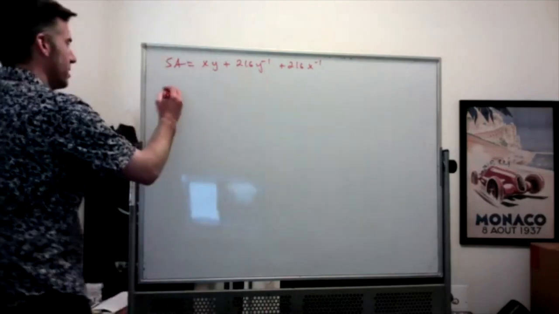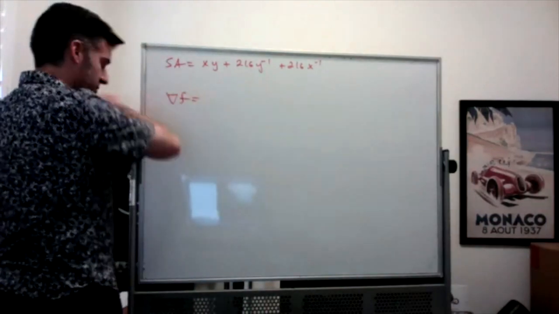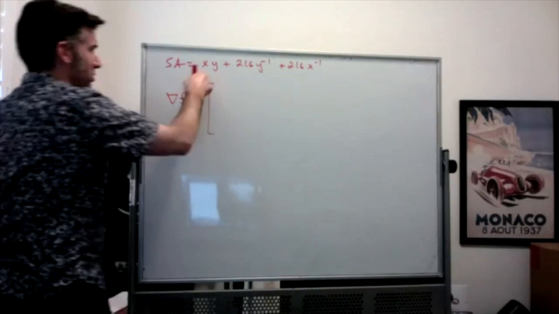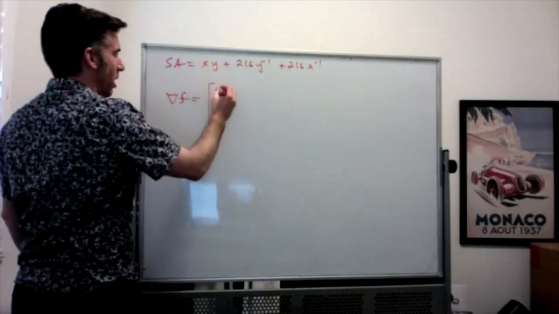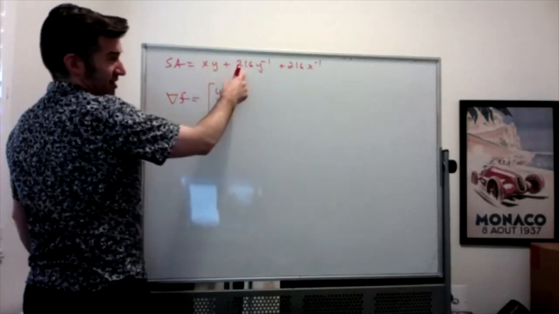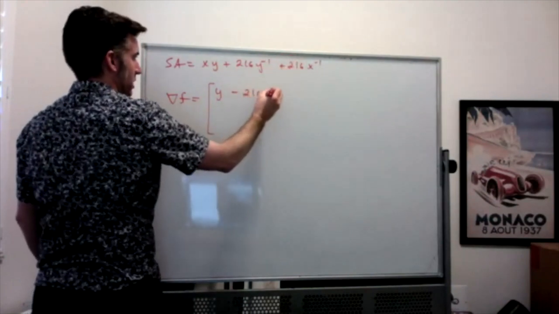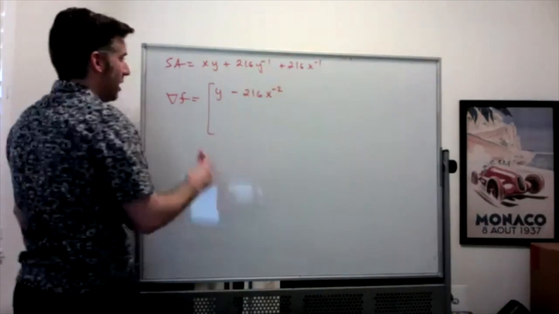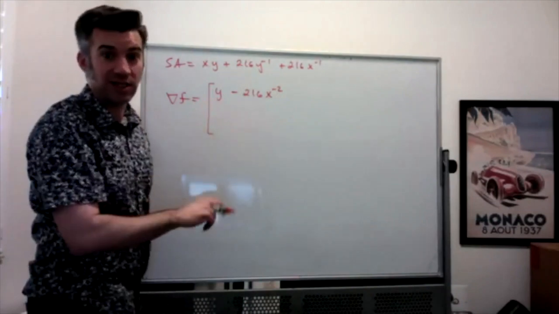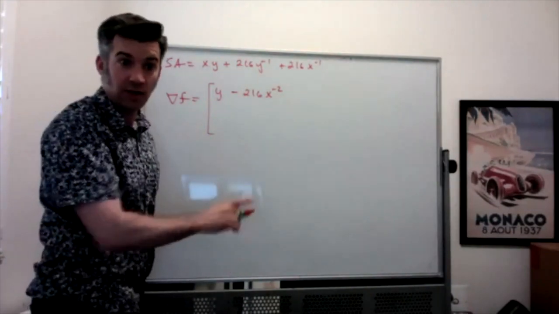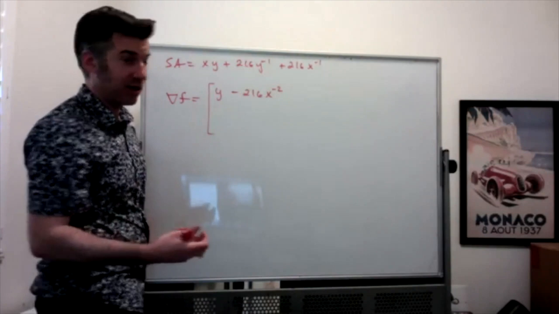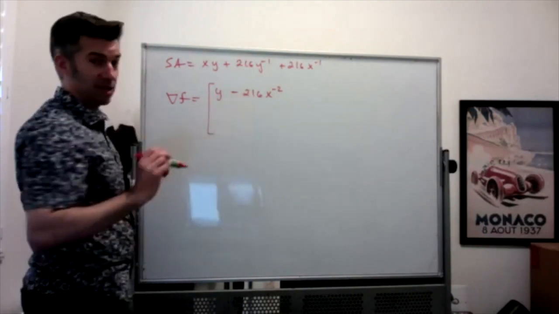So look at the gradient. The partial with respect to X is 1 times Y. Partial of that with respect to X is 0. Partial of that with respect to X is minus 216 X to the negative 2nd. And down here, we're going to get the same equation, except X and Y are going to be switched. So instead of Y minus 216 X to the negative 2nd, we're going to get X minus 216 Y to the negative 2nd.